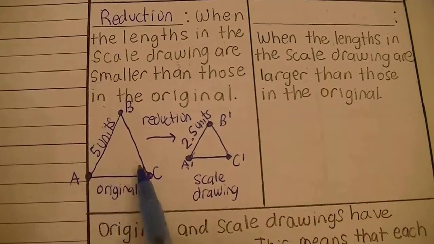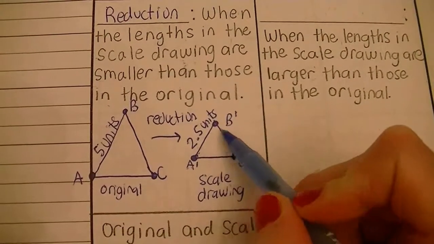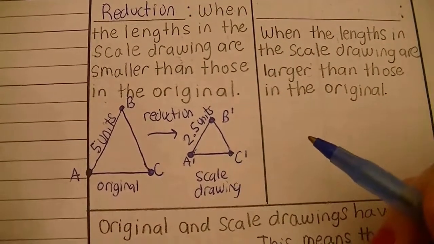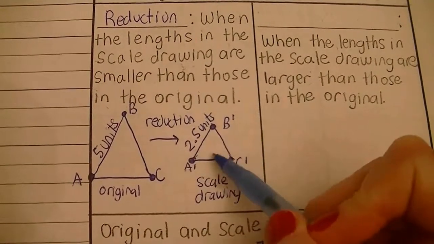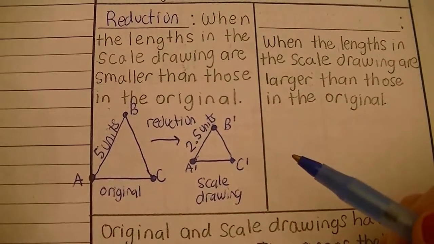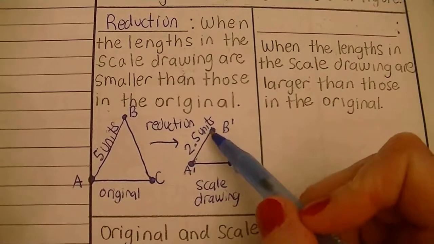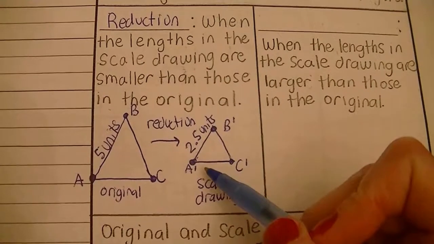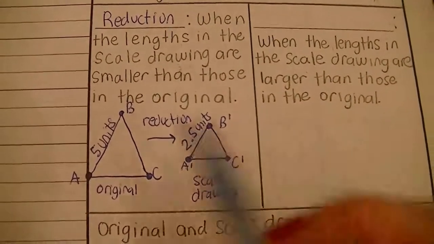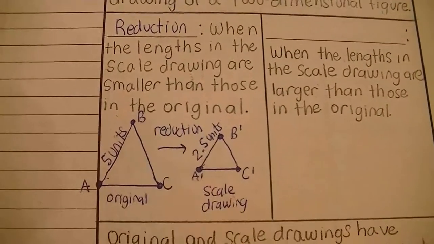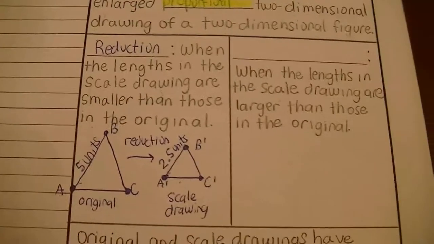This angle would be 60 degrees, 60 degrees, 60 degrees. This one would be 60 degrees, 60 degrees, 60 degrees. I hope you know that in every single triangle, if you add up all the interior angles, it will equal 180. So if it's an equilateral triangle, I know that all of the angle measures inside that triangle will be equivalent to one another, like 60, 60, 60. So that's a reduction, okay? This is a scale drawing of the original.